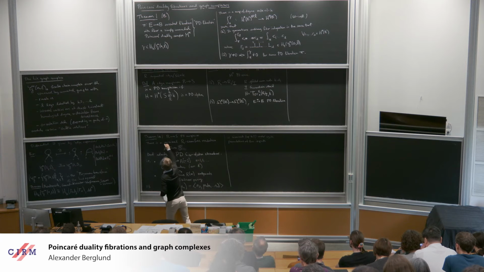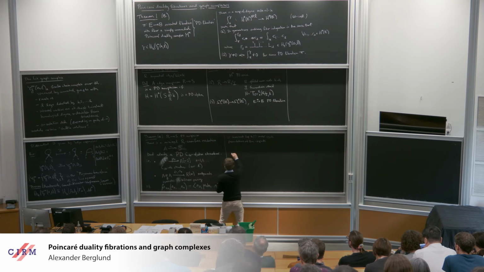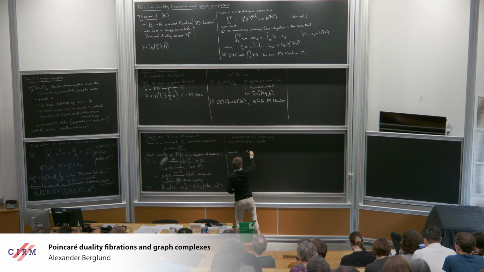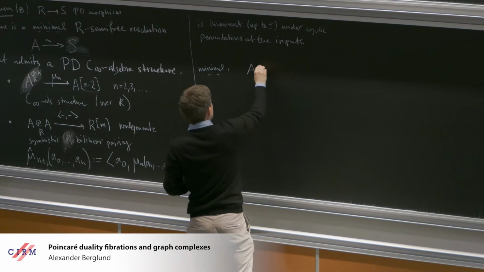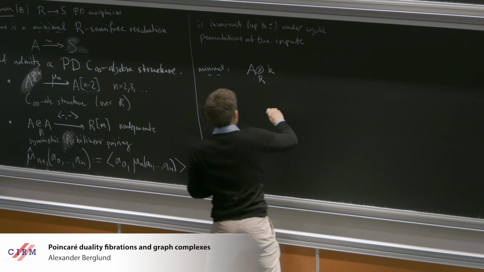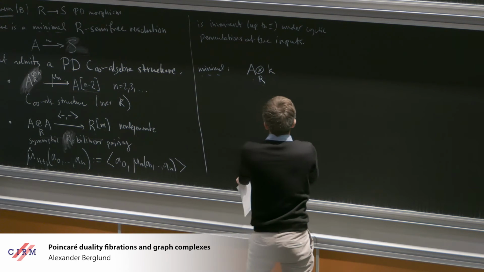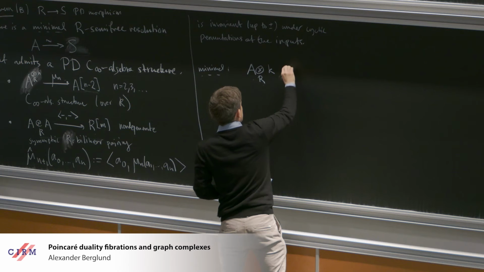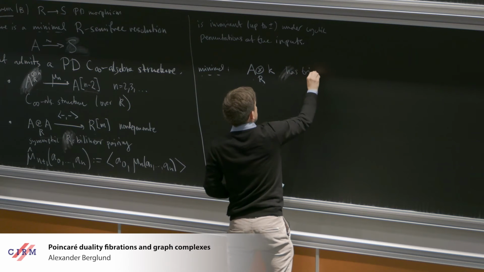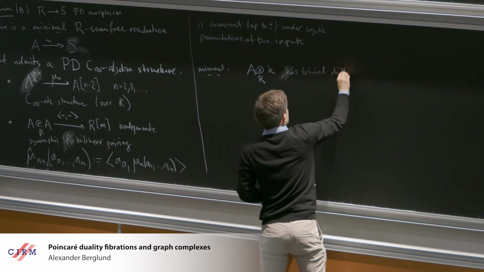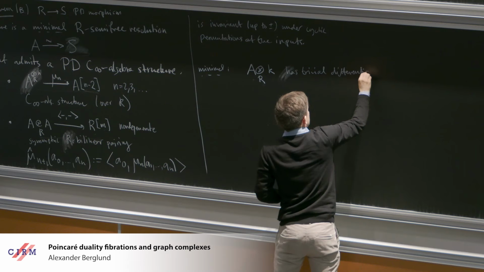Right. So we have this kind of structure, and then minimal. Minimal means that A is a differentially graded R module, and when you look at its R indecomposables, this has trivial differential.